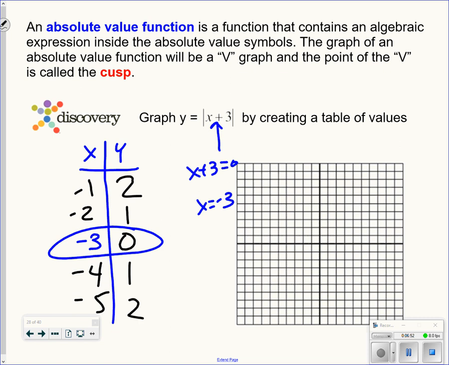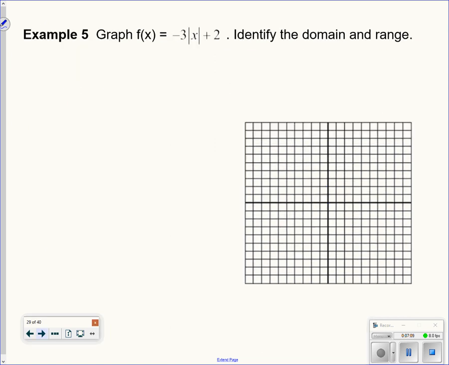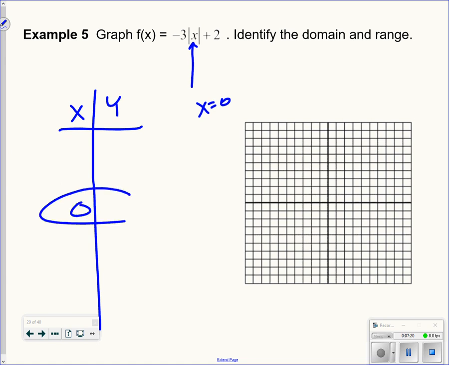When I graph these points, I will get a V shape, sometimes referred to as bouncing. Remember, you're only looking inside the absolute value. So what is the value of x that would make that be 0? It would be just 0. So this is going to bounce at 0.